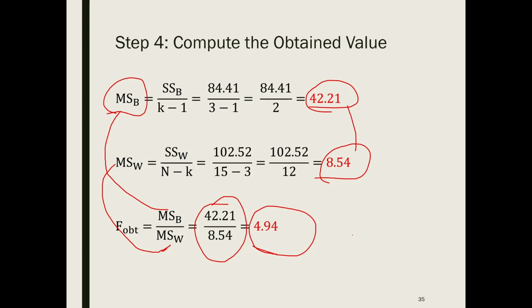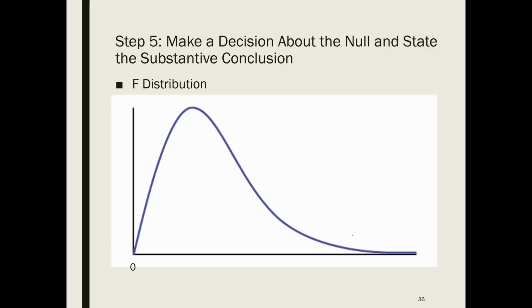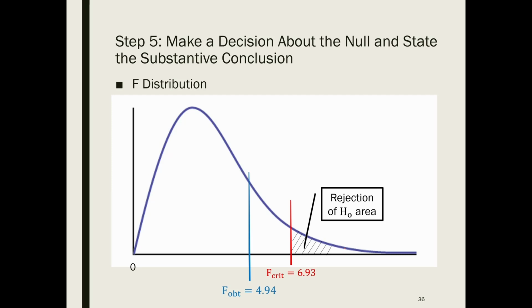Thank God we got it. Okay, 4.94. So where is this 4.94? The critical F value is 6.93. Anything larger than 6.93 is going to be the rejection area. However, what we have is 4.94. We are in this area. So what do we do?